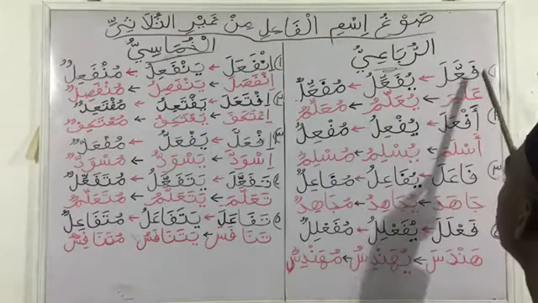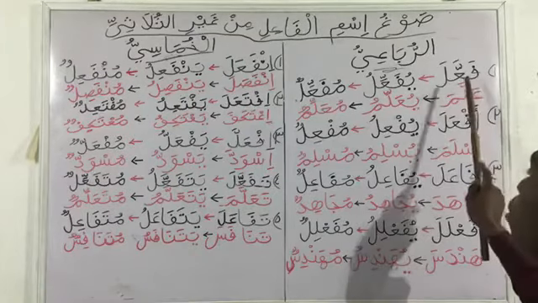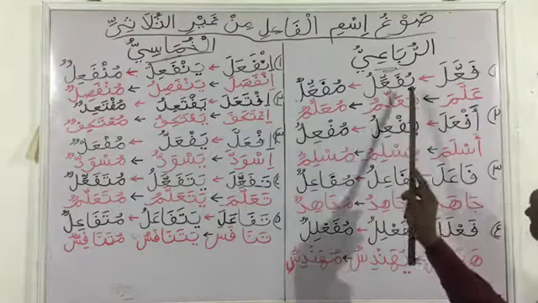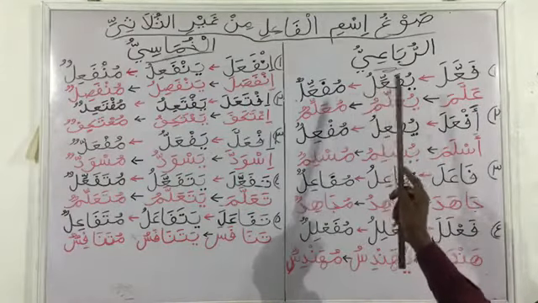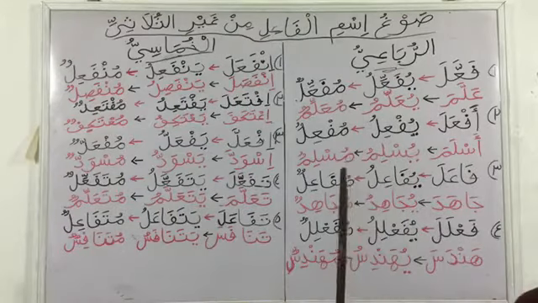So automatically, a reminder, we take the fi'lul madi. In this case, we have fa'ala. So we turn it into fi'lul mudari' and it becomes yufa'ilu. So how do we turn it into Ismul Fa'il?